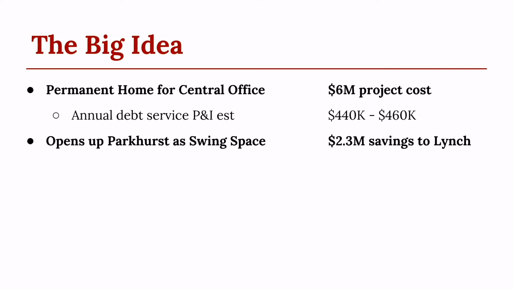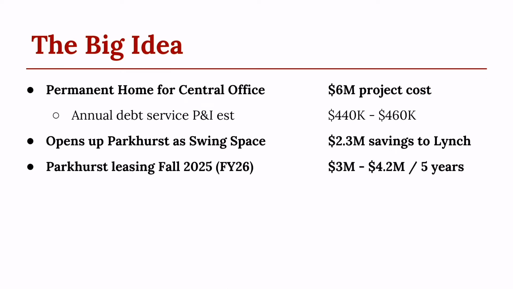$6 million is a lot of money. What value can we derive from such an investment? A vacated Parkhurst is valuable as swing space to Lynch students who we wish to move off-site during construction. Though Parkhurst is not large enough to accommodate all students from Lynch, as it did for VO in 2011, having a 30,000 square foot elementary school building available means we avoid over $2 million in temporary modular classroom costs to the Lynch project.